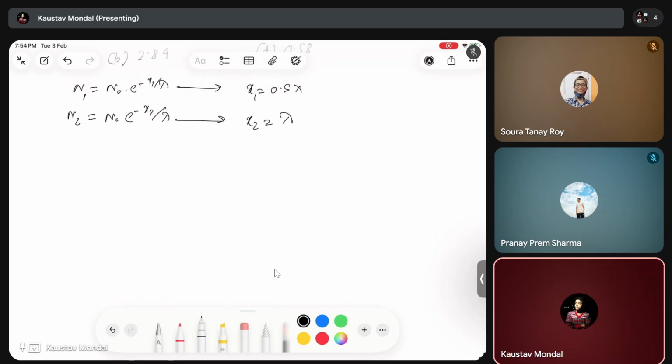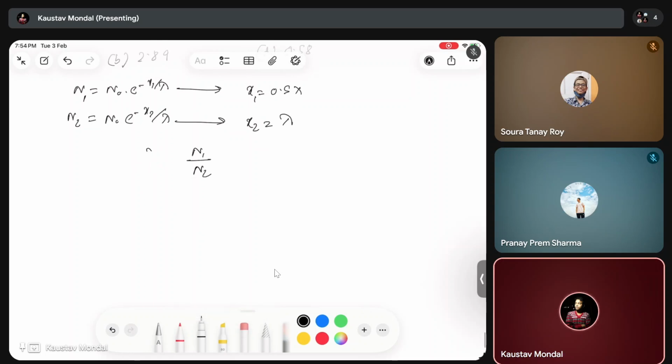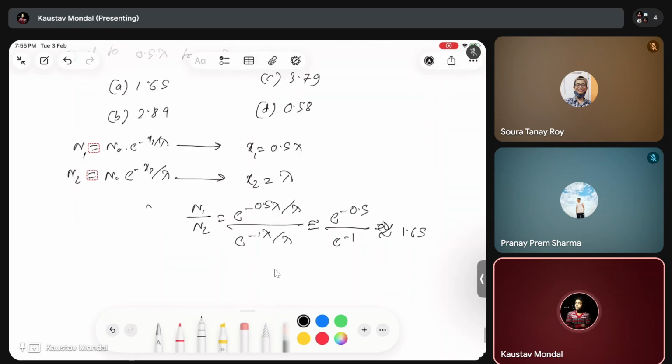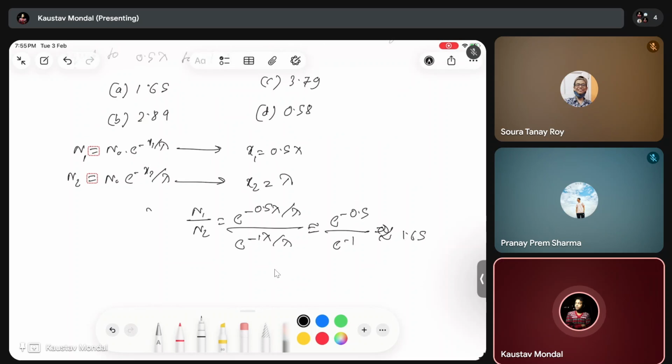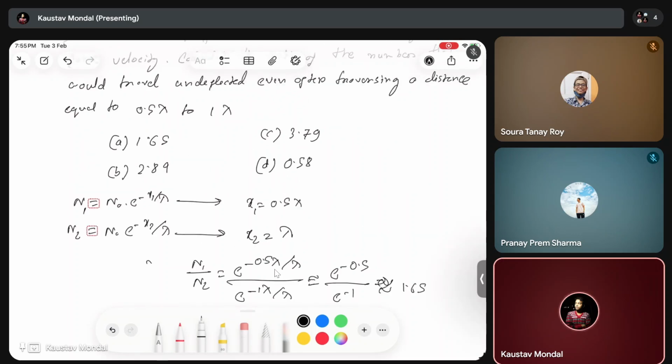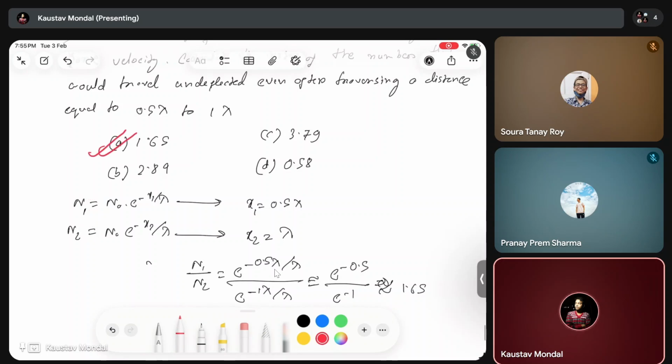So N1 by N2 is simply e to the power minus 0.5 lambda by lambda over e to the power minus 1 lambda by lambda. So it will be e to the power minus 0.5 divided by e to the power minus 1. If you calculate this, it will give approximately 1.65. So the ratio of molecules is 1.65. So the correct answer will be option A.